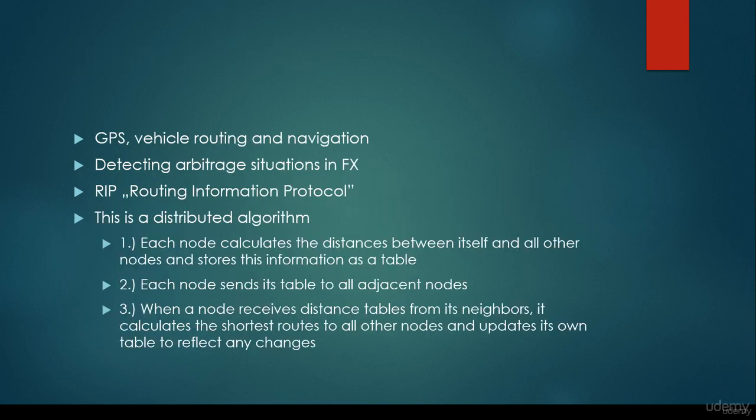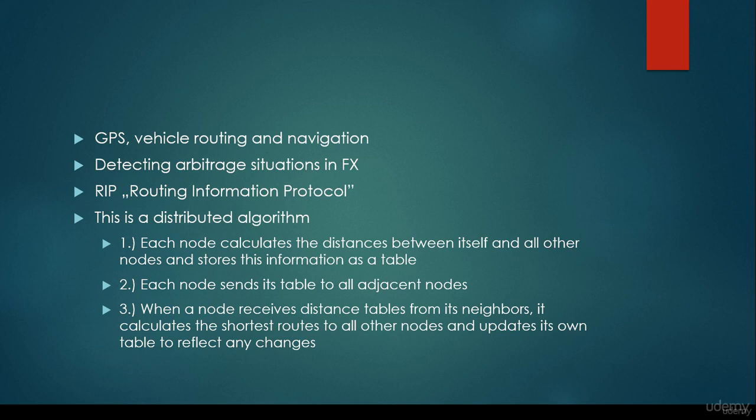Okay. Of course, there are the standard applications of shortest path algorithms such as GPS or vehicle routing or navigation, or as we have discussed with the Bellman-Ford algorithm, that we can detect arbitrage situations in the forex market. But for example, we have the RIP, the Routing Information Protocol. This is a distributed algorithm that relies heavily on shortest path algorithms.